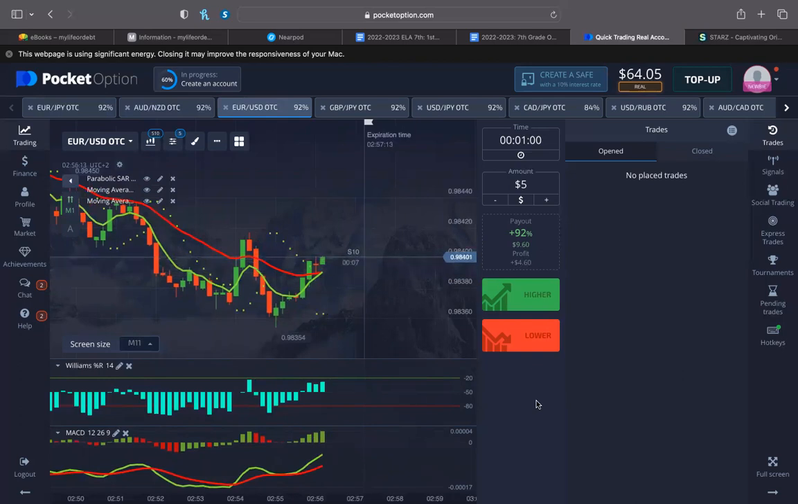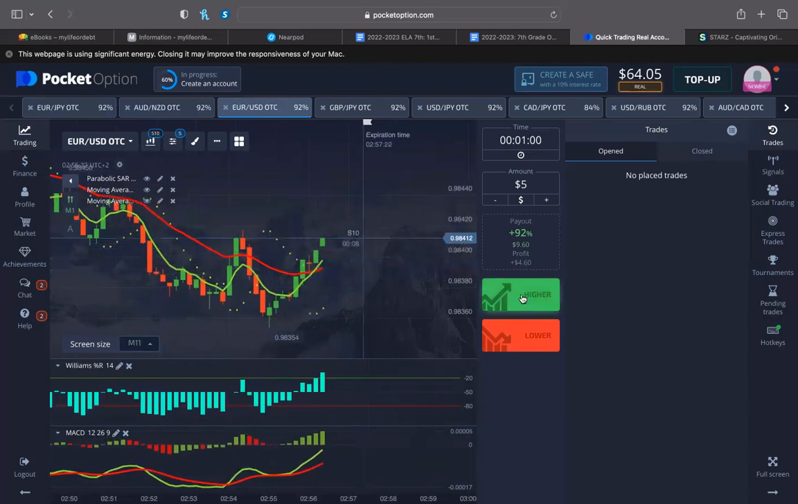It's touching, but not really significant enough yet. Let's see what the next candle does. And we got it that time. Let's go ahead and enter a buy.